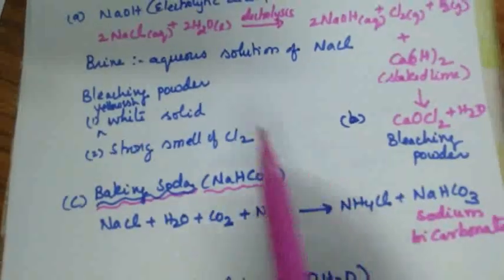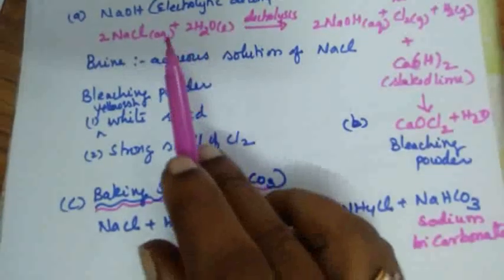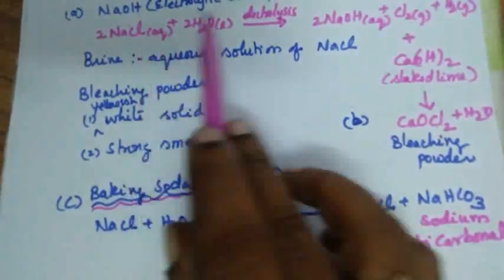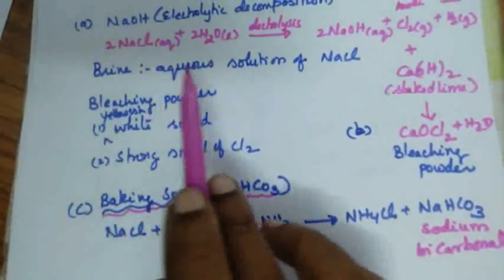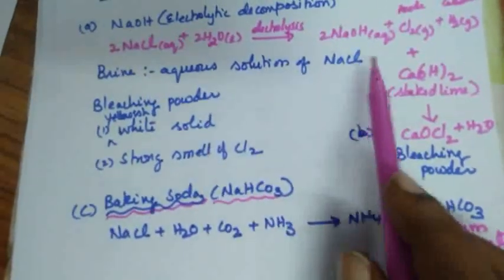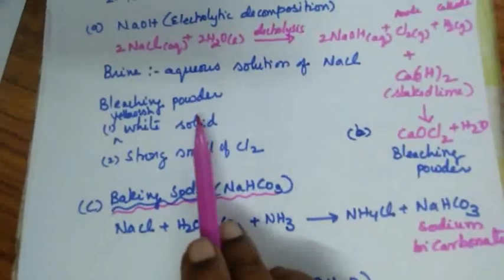So if we are asked the preparation of bleaching powder, you have to write a two-step reaction. NaCl giving you NaOH plus chlorine gas, then chlorine gas plus slaked lime giving you bleaching powder and water. So a two-step reaction we have to write for bleaching powder.